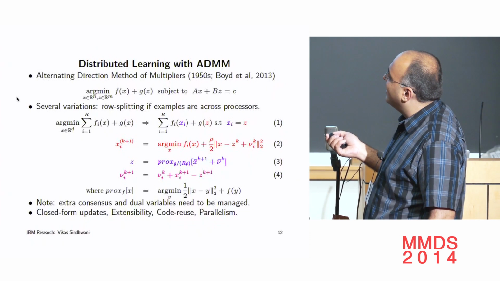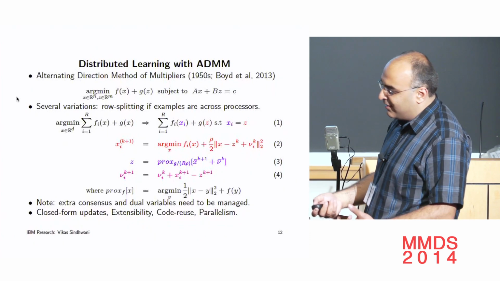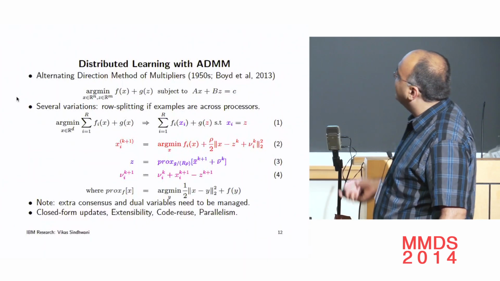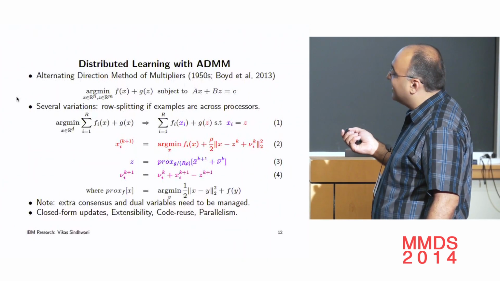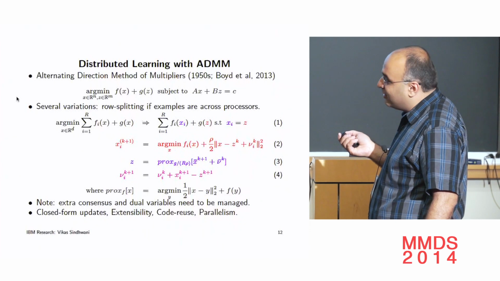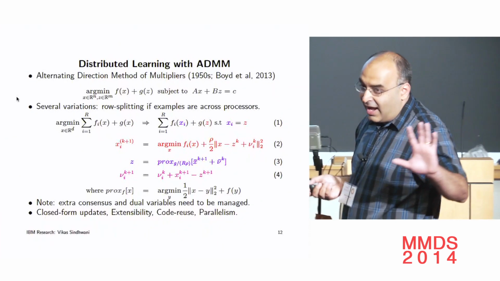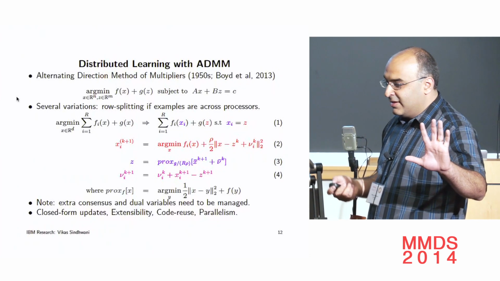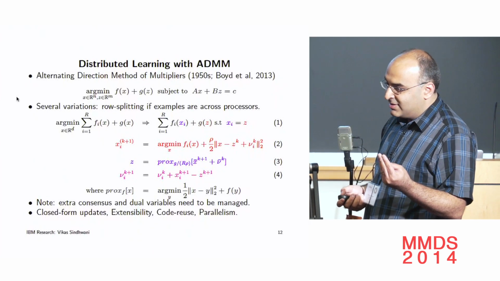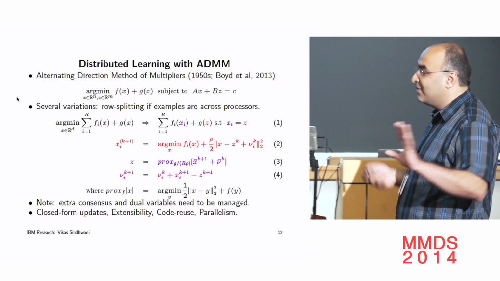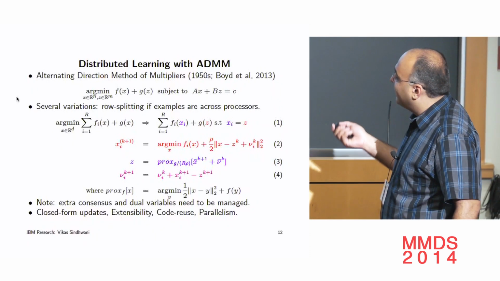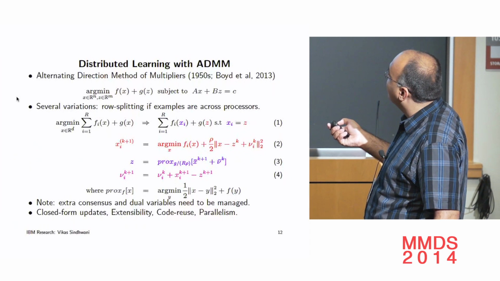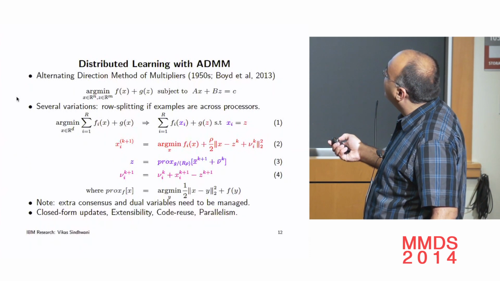It's extensible in the sense that the user can just come in and specify their own function and their prox operators, and it generalizes very nicely. It has this practical advantage of code reuse. So suppose you take our GLM package, which is 800 lines of code, and you want to parallelize it. It requires only 3 lines of change in that code to go from a sequential implementation to a parallel implementation. And it has very nice parallelism. So these are some reasons why we want to look at ADMM.